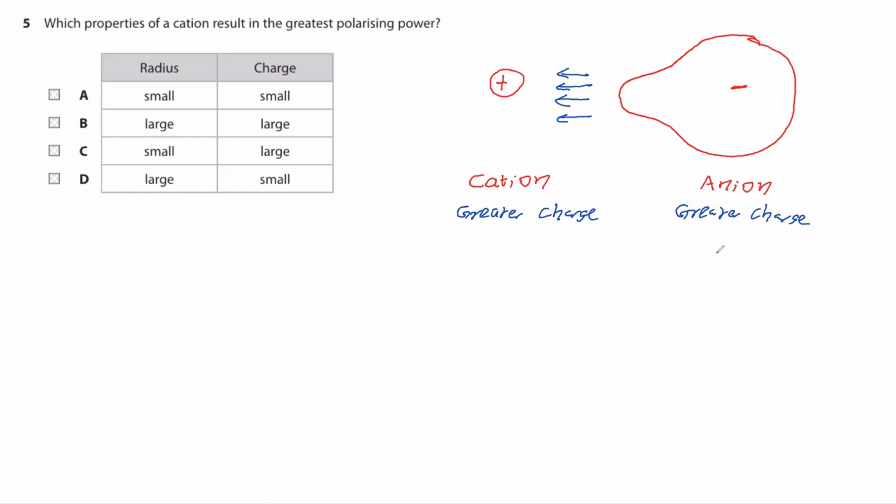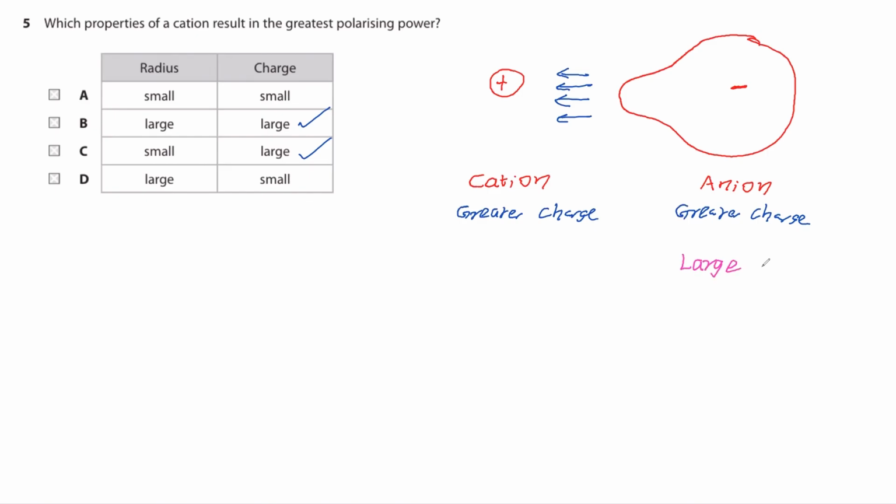Okay. So high charge means better for cation as well as anion. Therefore, if you take the charge, it should always be large. So my answer should be either B or C, because charge-wise it doesn't matter if it is cation or anion, they have to have greater charge. But if you take the radius, the size of the anion should be a large ion.